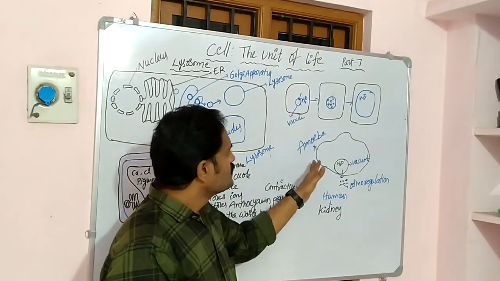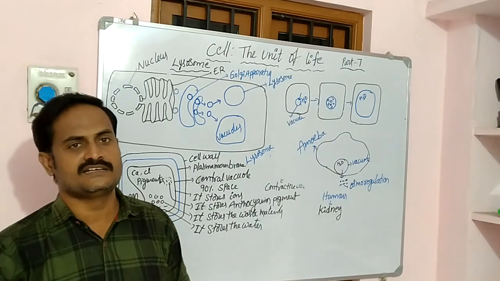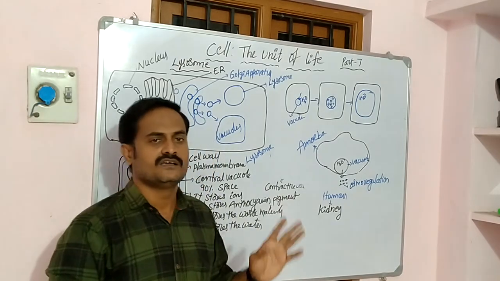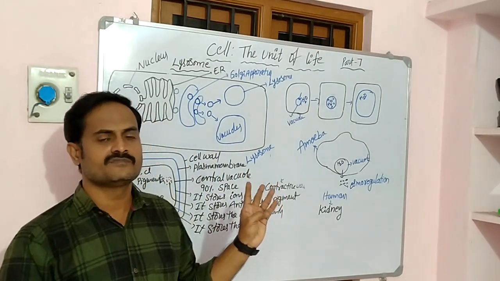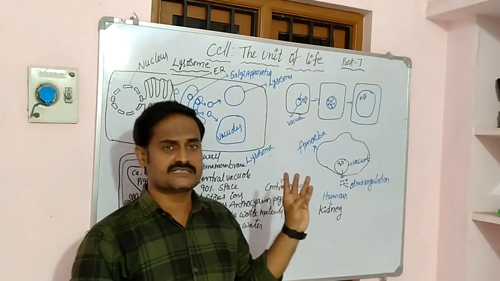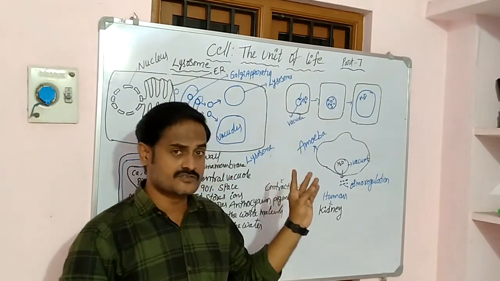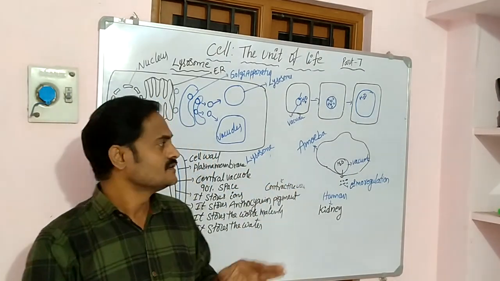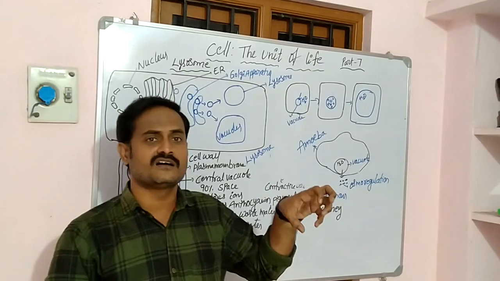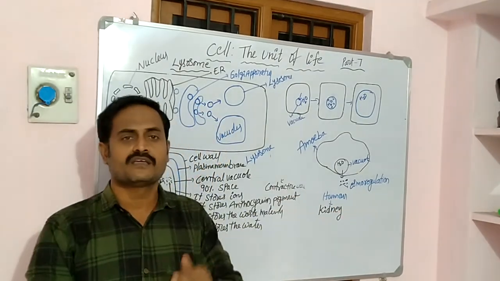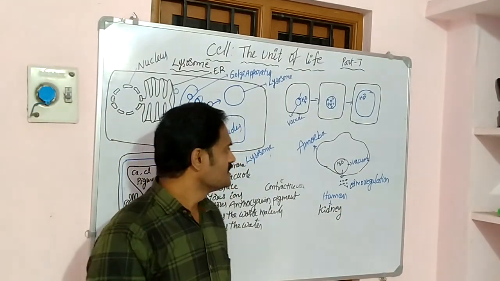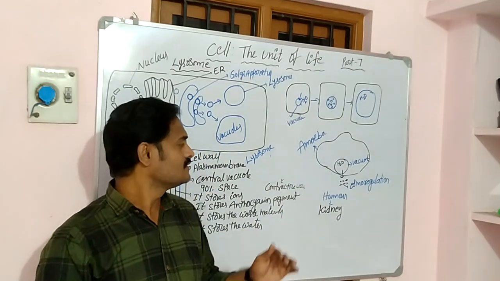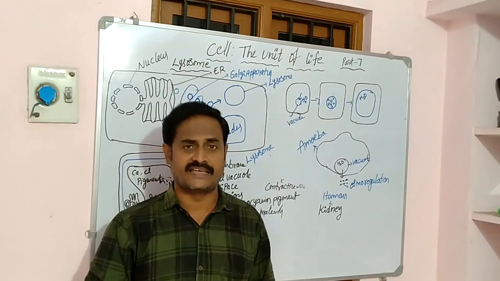Okay, so we completed 4 cell organelles in the previous class and today's class. What are the 4 cell organelles? One is endoplasmic reticulum, second is Golgi complex, third is lysosomes, and fourth is vacuoles. Now students, these 4 cell organelles together are called the endomembrane system, remember. Next, the remaining cell organelles we are going to discuss in the next class.